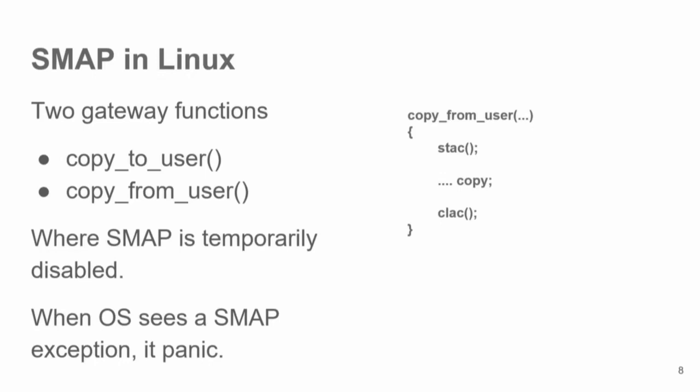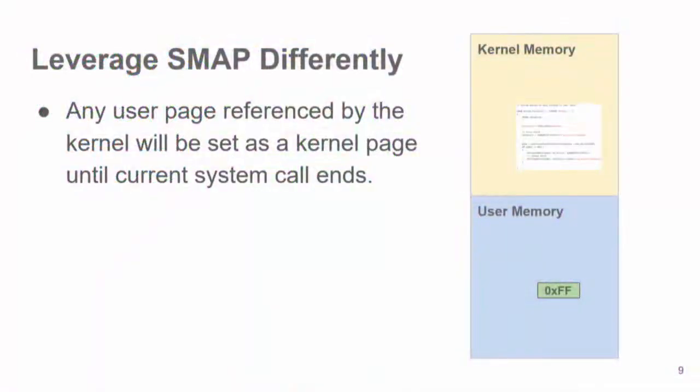Even though Linux adopts SMAP, it doesn't mean it has no kernel TOCTOU vulnerabilities, because programmers may, for example, use copy_from_user twice for the same variable. So this problem still exists in the Linux kernel. But for us, we want to leverage this feature differently. When the kernel code accesses user memory, it will trigger page faults, and we handle the page faults.